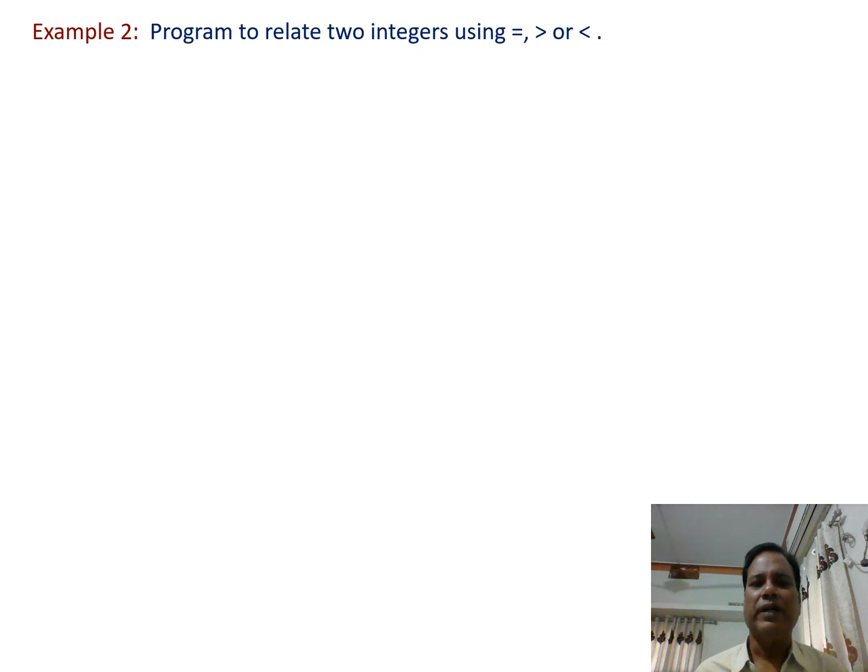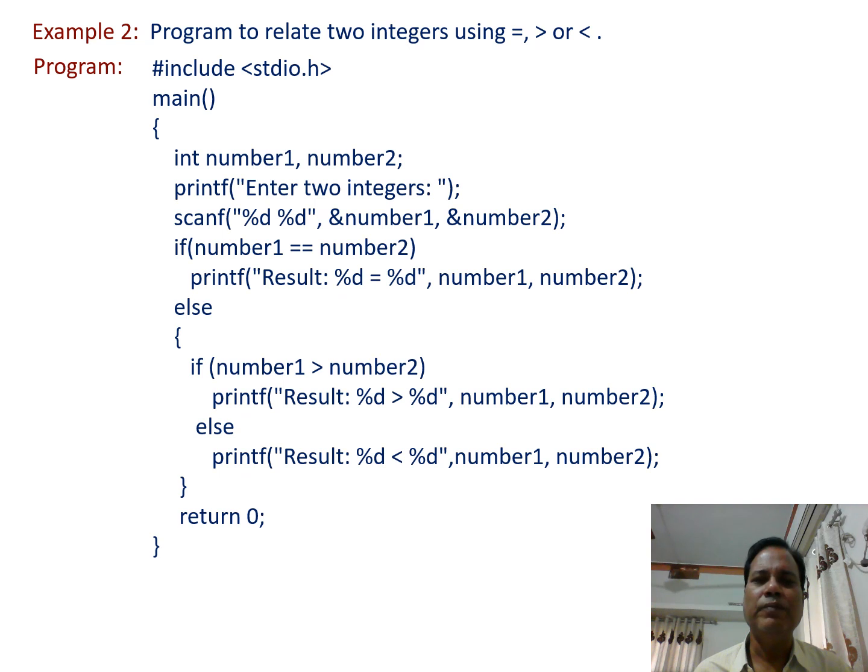Now let us take another example. A program to relate two integers using equal, greater than or less than. So if two inputs are entered, they may be equal, or one number may be greater than another number, or one number may be less than another number. This relation we have to show. So a program can be written like this one.